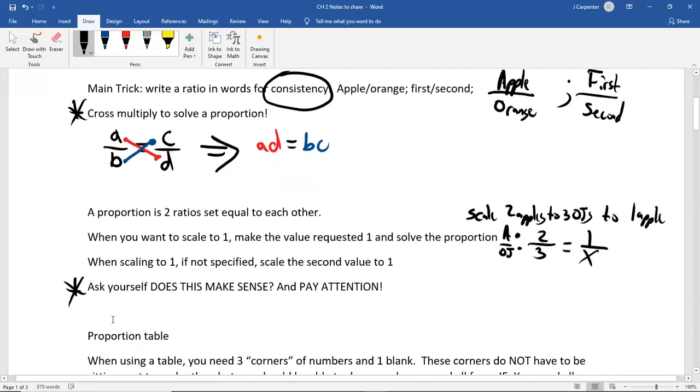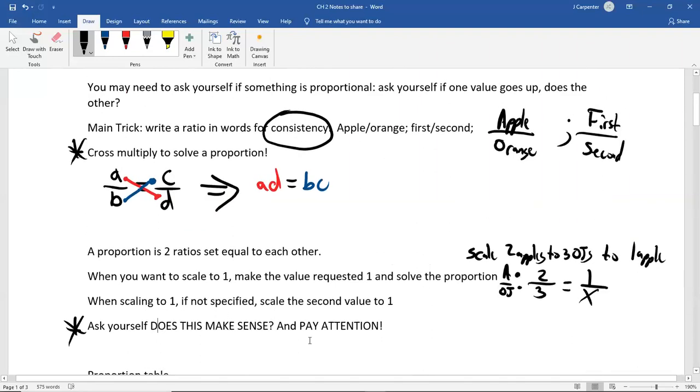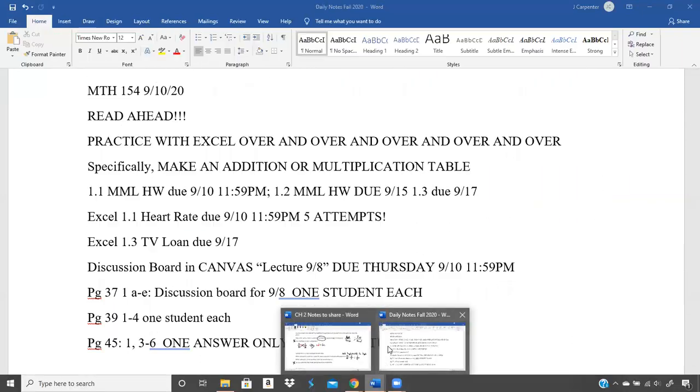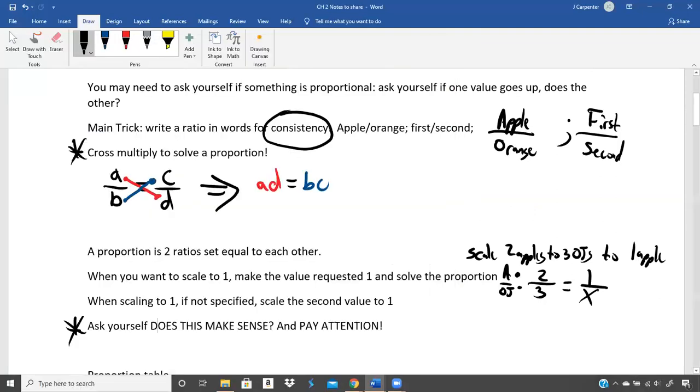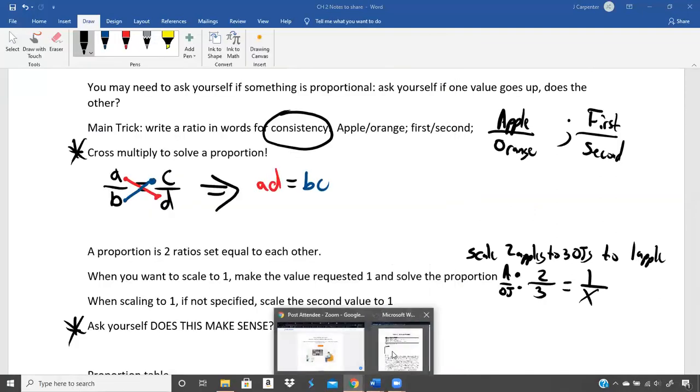Before we get into this proportion table, let's go ahead to the guided worksheets, and we are going to, oops, wrong window. There it is.